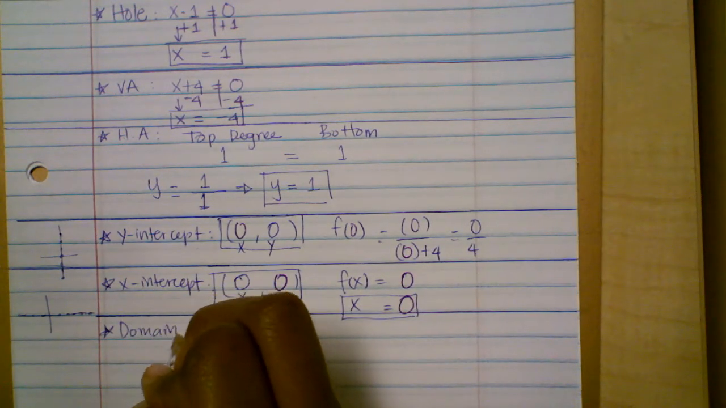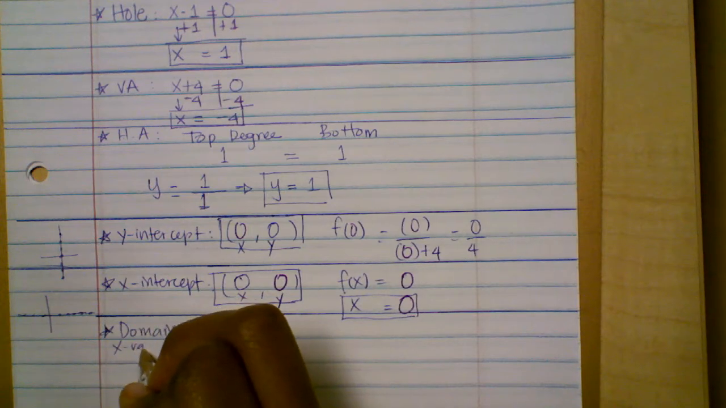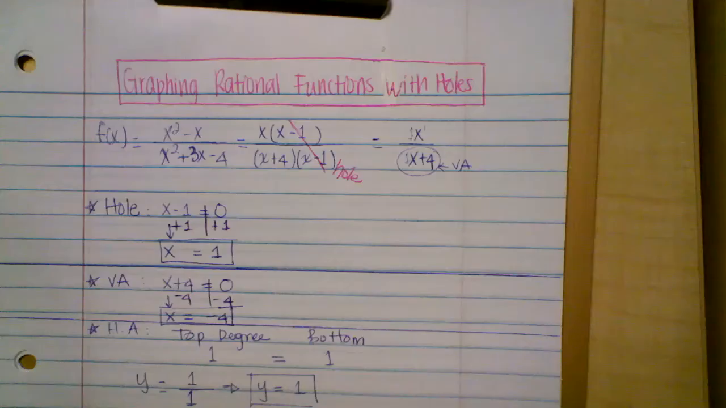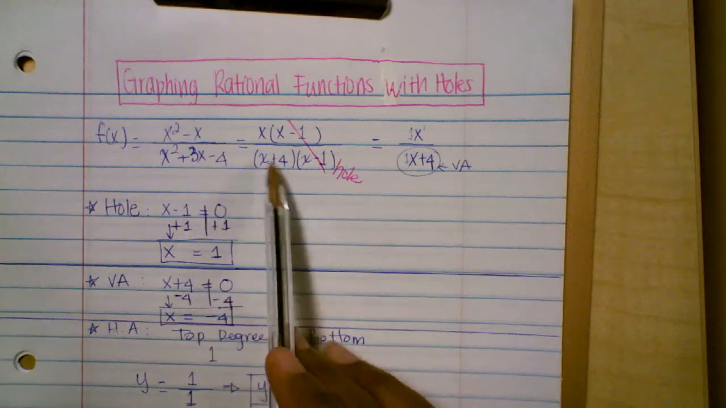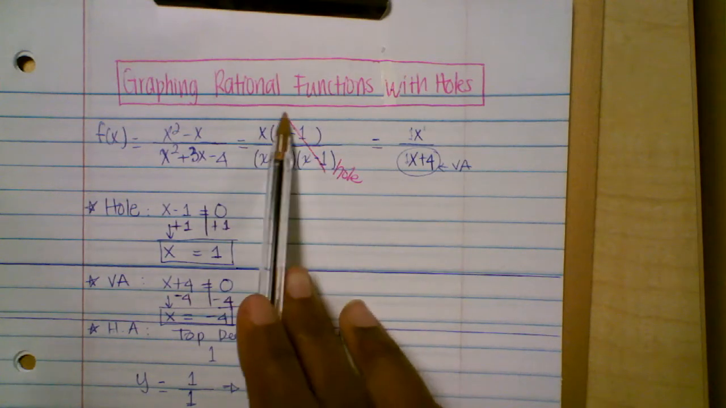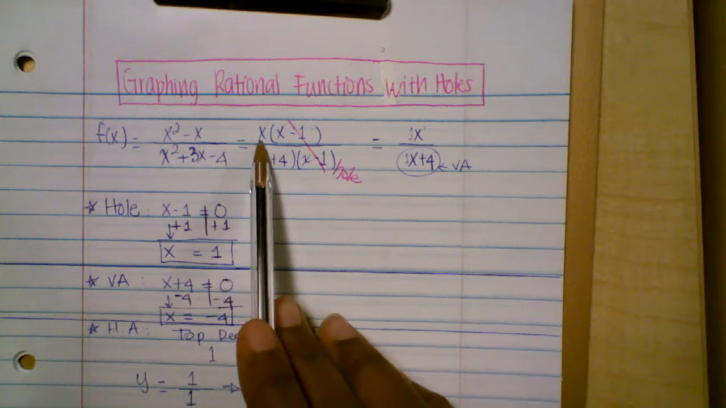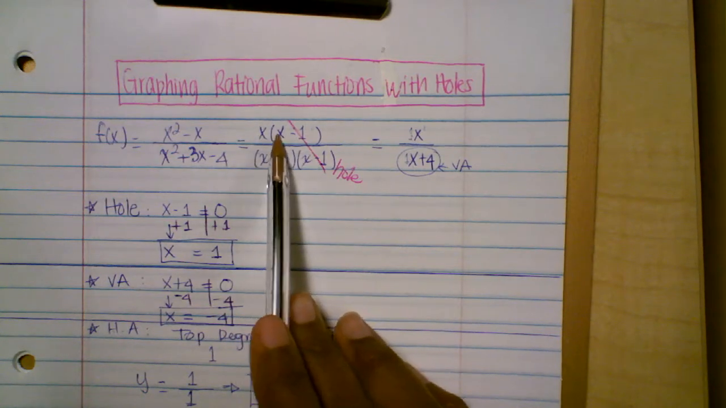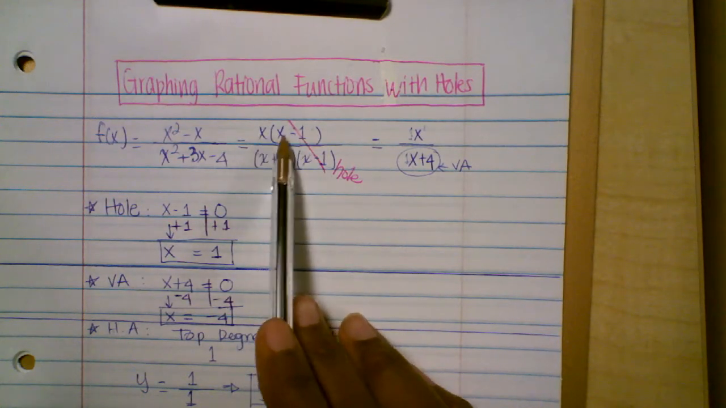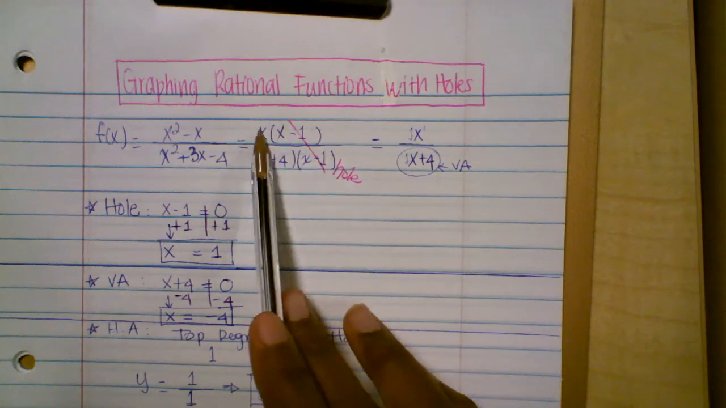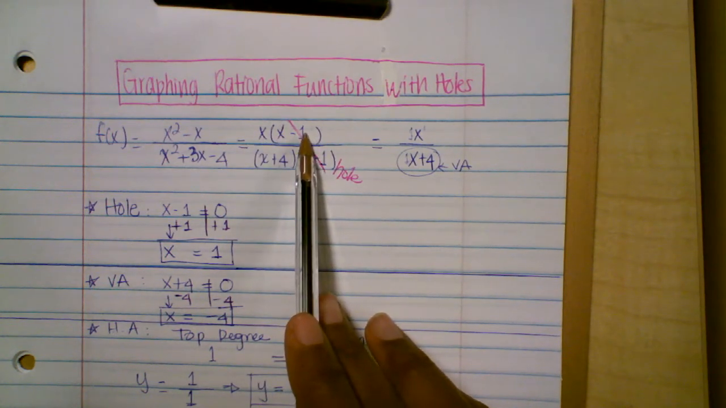So the domain represents x values. You want to look at the x values, okay? What are all the possible x values? Let's look here at the original factored form. We notice that on the numerator, x can be any real number. There's no restriction on what x can be, because the numerator is a polynomial.